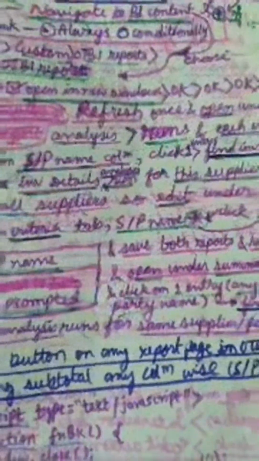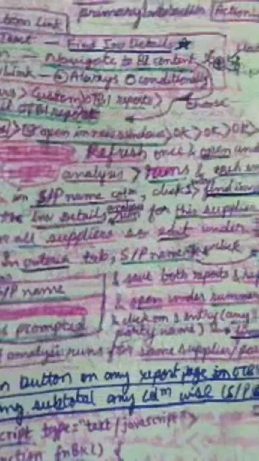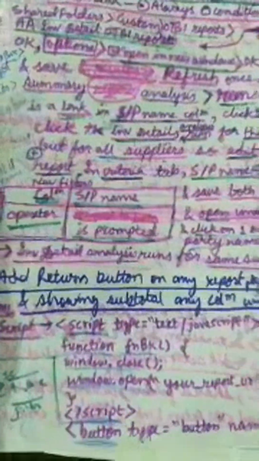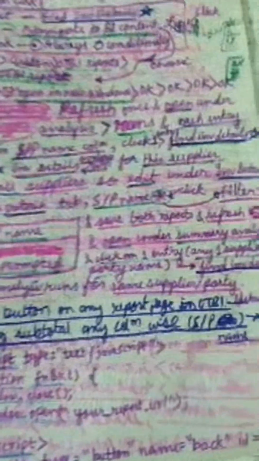So now if I want to go back from the invoice detail report to the summary report, there are actually multiple methods, but right now I'm discussing how to add a return button. There are 3 more methods apart from adding a return button, and we will discuss them in later lives. So, add a return button on any report page in OTBI.